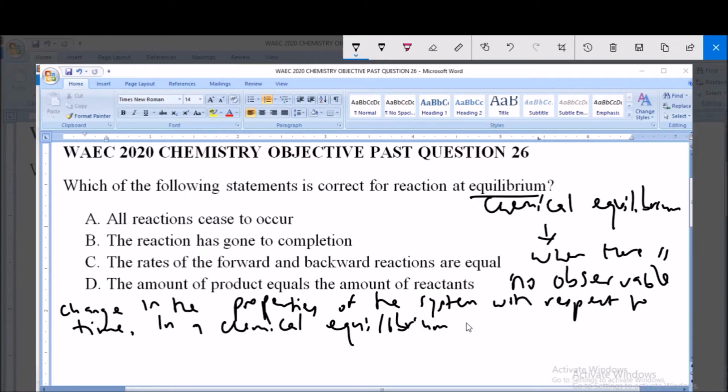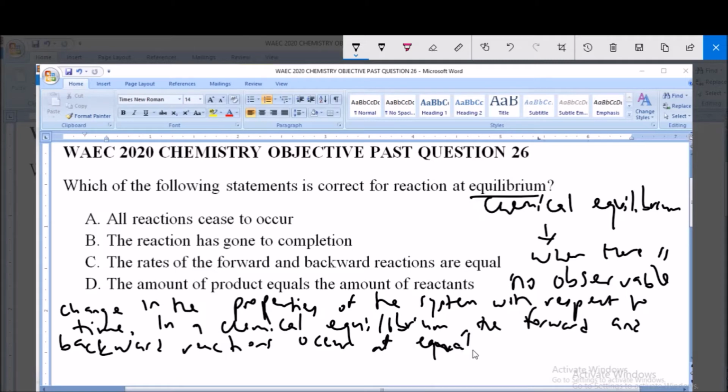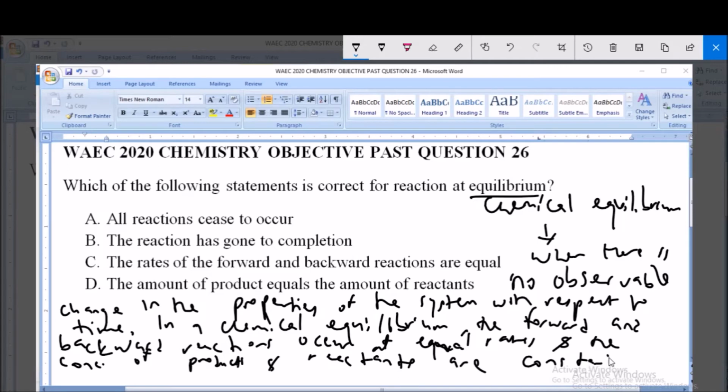Now, another important thing to note is that in a chemical equilibrium, the forward and backward reactions occur at equal rates, and the concentrations of products and the reactants are constant. So let's say we have a two-way reaction, a reversible reaction this way. These are the reactants and it's reversible, and these are the products.